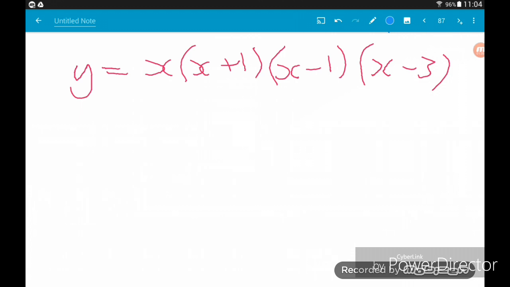So let's first of all think about what the y-intercept would be. If we were to expand all of this out, we would get no constant term at the end. This x at the start would multiply the 1, the minus 1, and the minus 3, which would give us an x term at the end. So there's 0 constant at the end. That means the y-intercept is going to be 0.